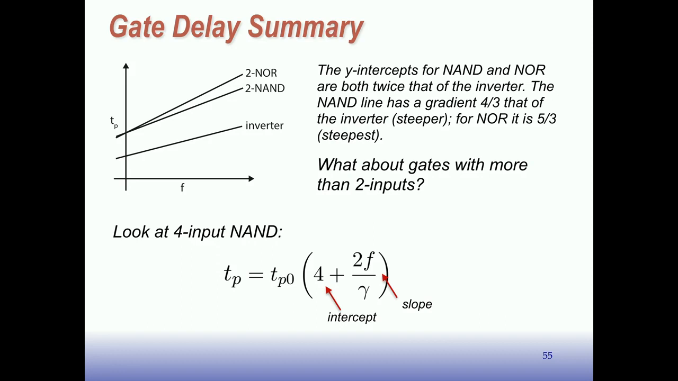So this was our inverter before. Has this intrinsic delay, which is 1. We have twice the intrinsic delay for these 2 input gates. And the slope of the NOR gate is, both of the slopes are higher than for the inverter, and the slope of the NOR gate is even higher than that of the NAND gate. So in some sense, the NOR gate is less efficient of the 2 input gates.